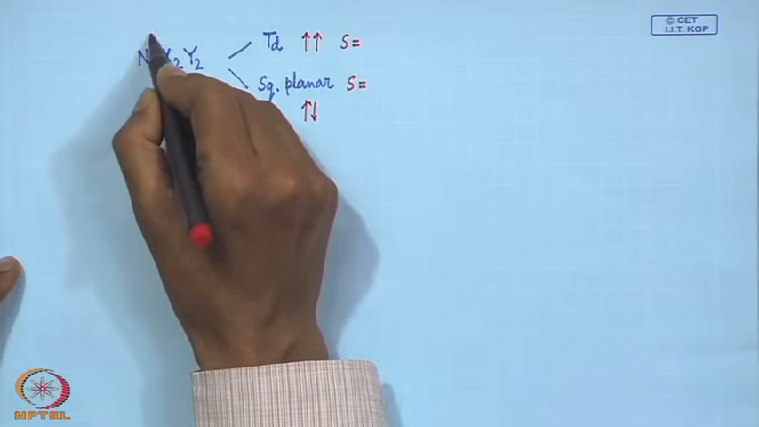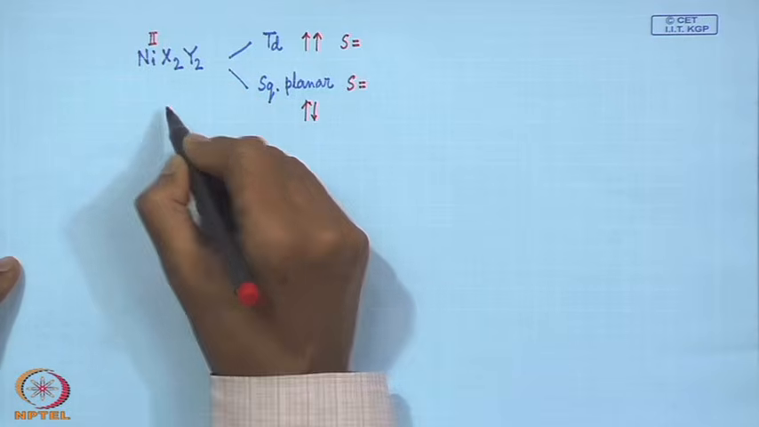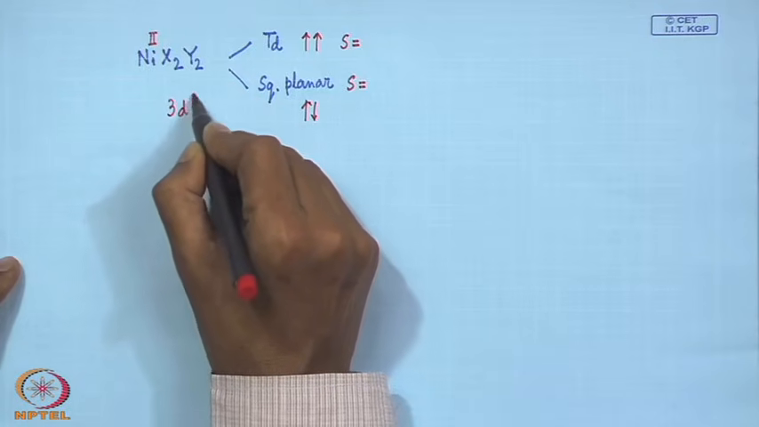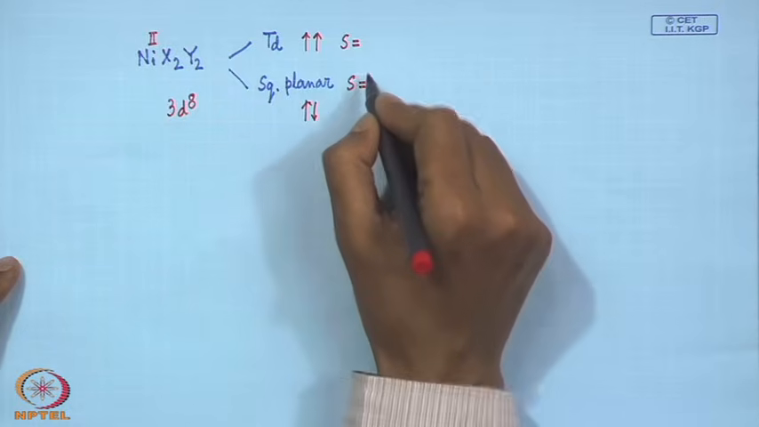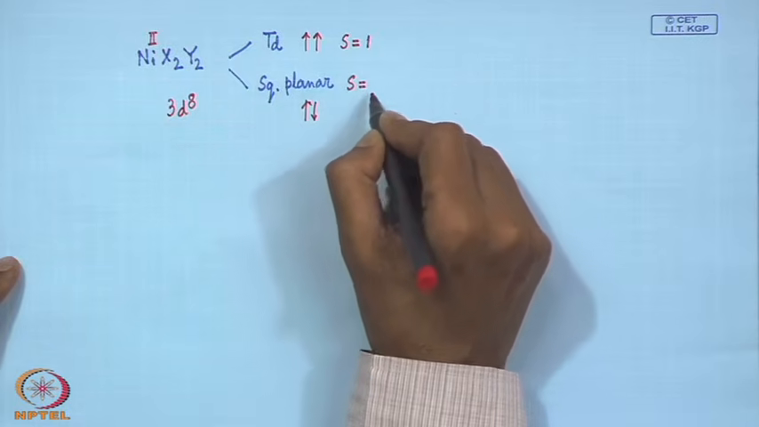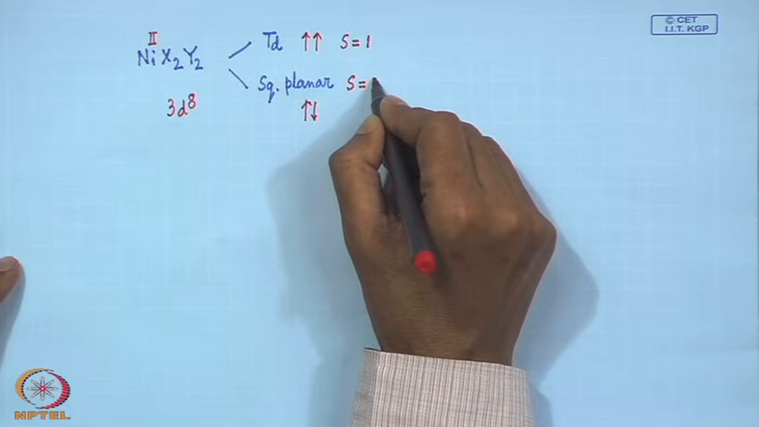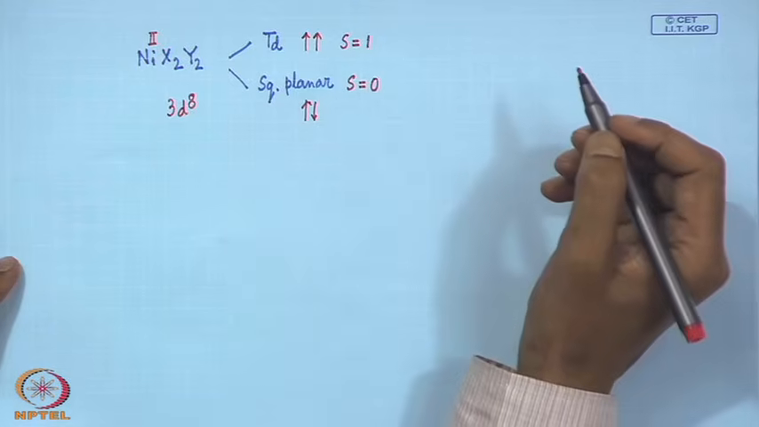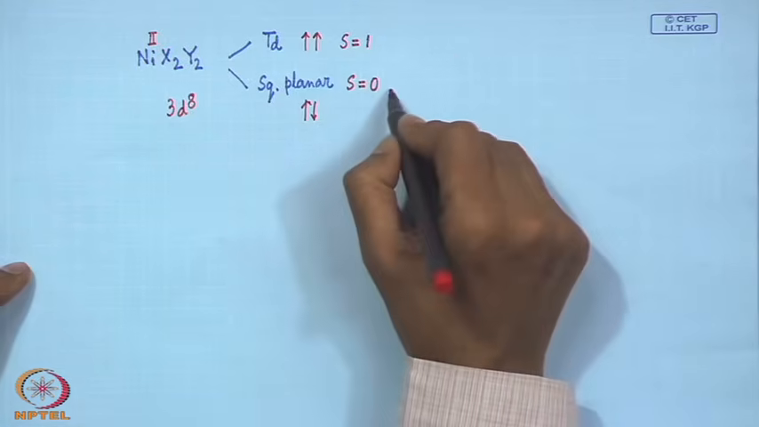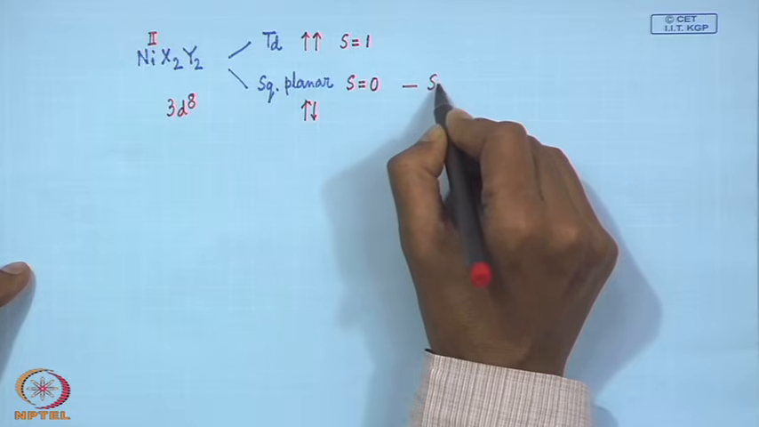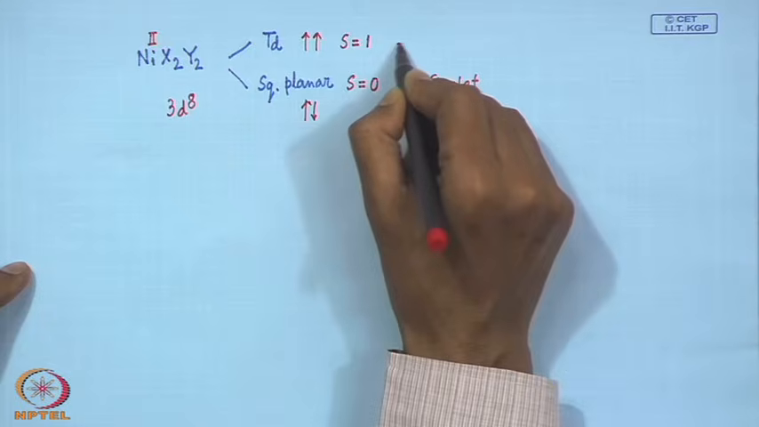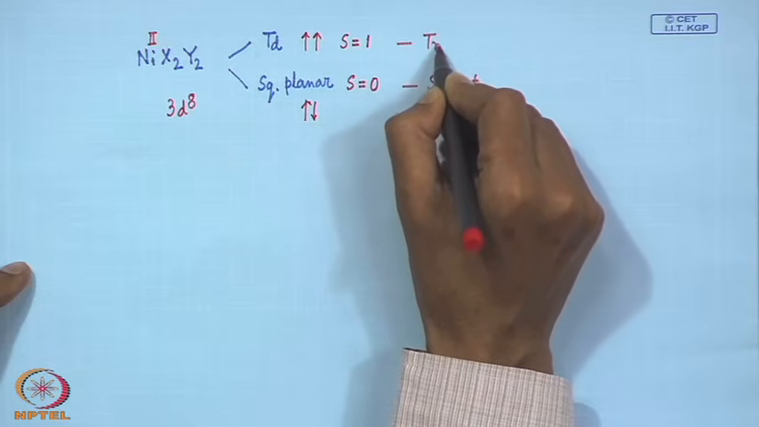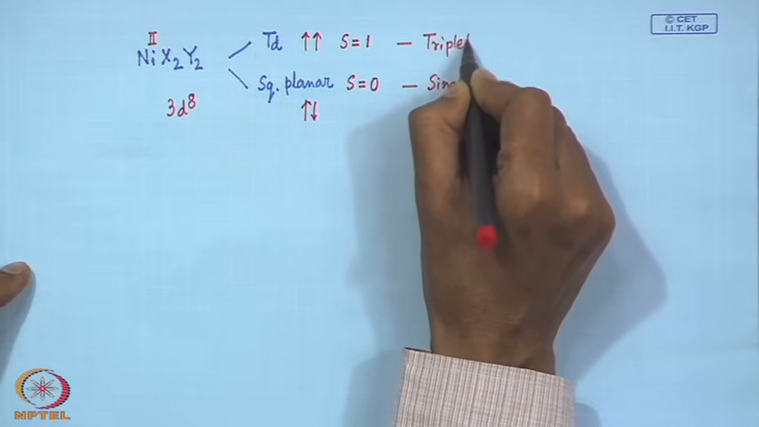So, if it is nickel in +2 oxidation state, which is a 3d8 configuration, here all the electrons are paired. So, here you have electronic configuration S equal to 1 and here S equal to 0. So, this we will call a singlet spin state, and this we will call a triplet spin state.